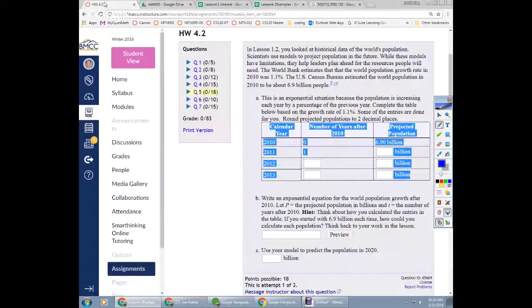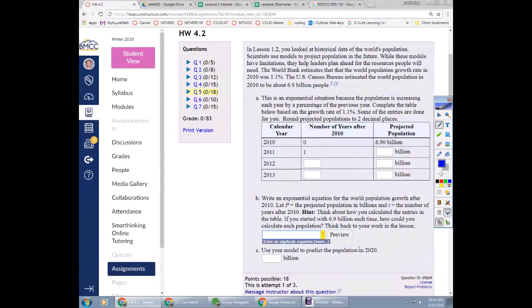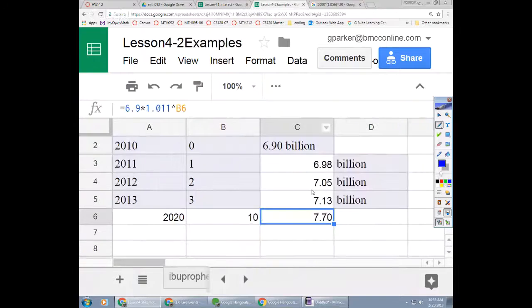On this problem here, they wanted us to type, I think, our formula. So P is what we're calculating. That's 6.9 times 1.011 raised to the power of t is what they wanted there. And then the number we calculated. And here it says billion already, so again, I don't need to translate that. I would just enter the number my spreadsheet gave me, which is that 7.70 or 7.7 in this case.